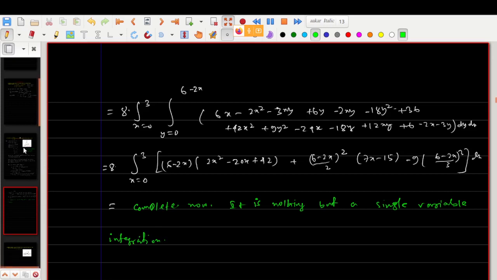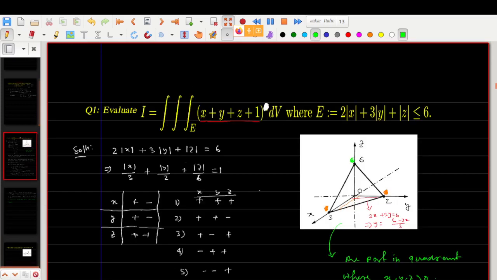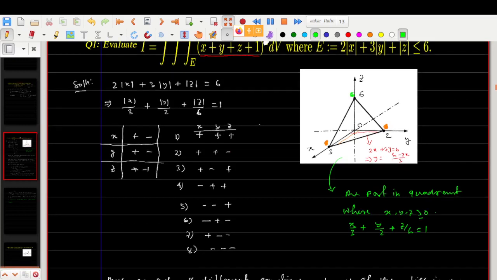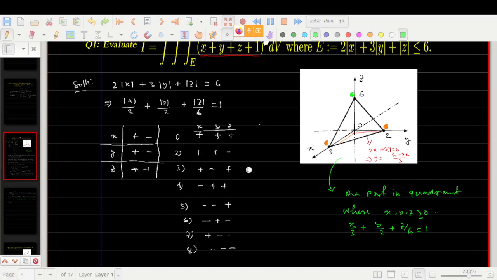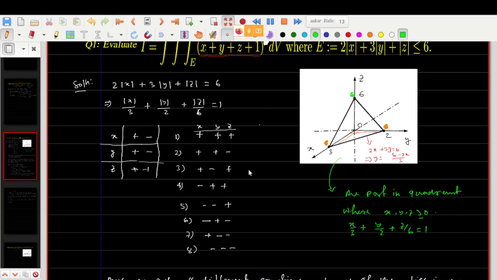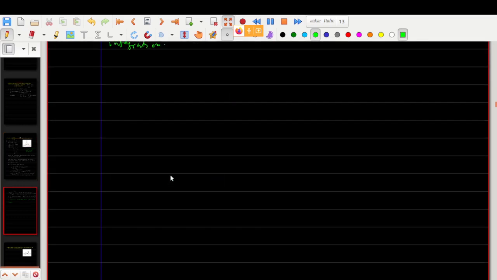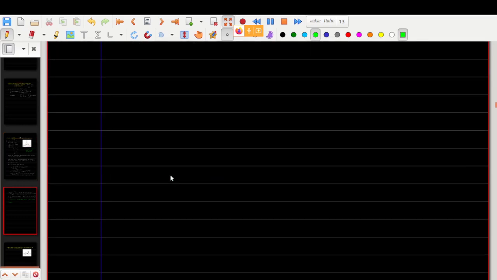Okay. So if you have any doubts in understanding why there are eight quadrants and why eight possible equations are coming and why we are multiplying it by eight, then please ask. Otherwise, I shall move to the second question. Okay, so no problem. So let's move to the second question.